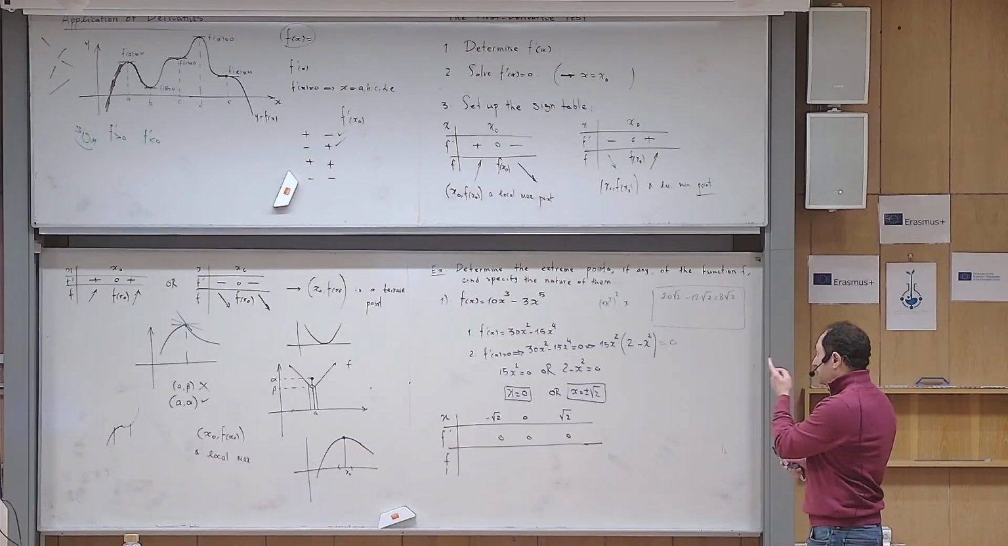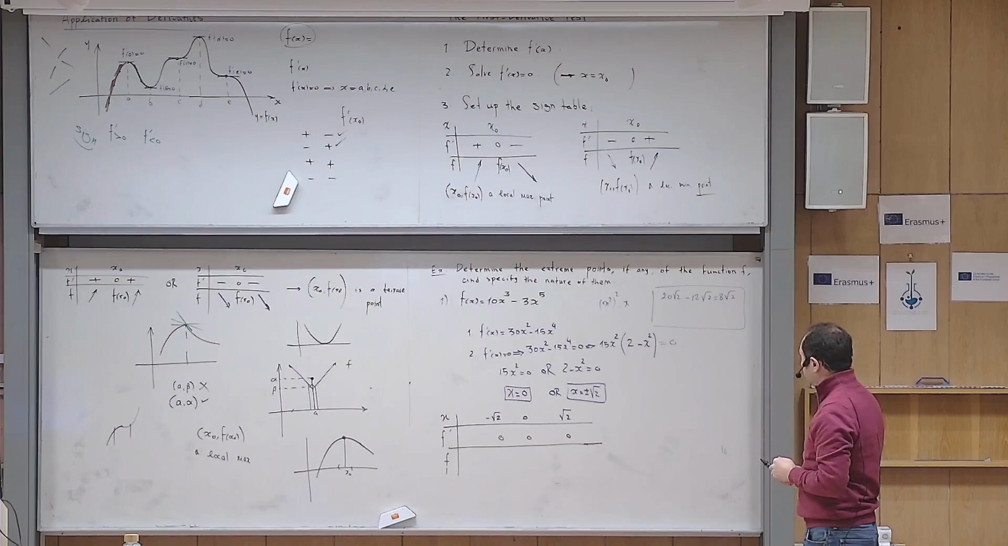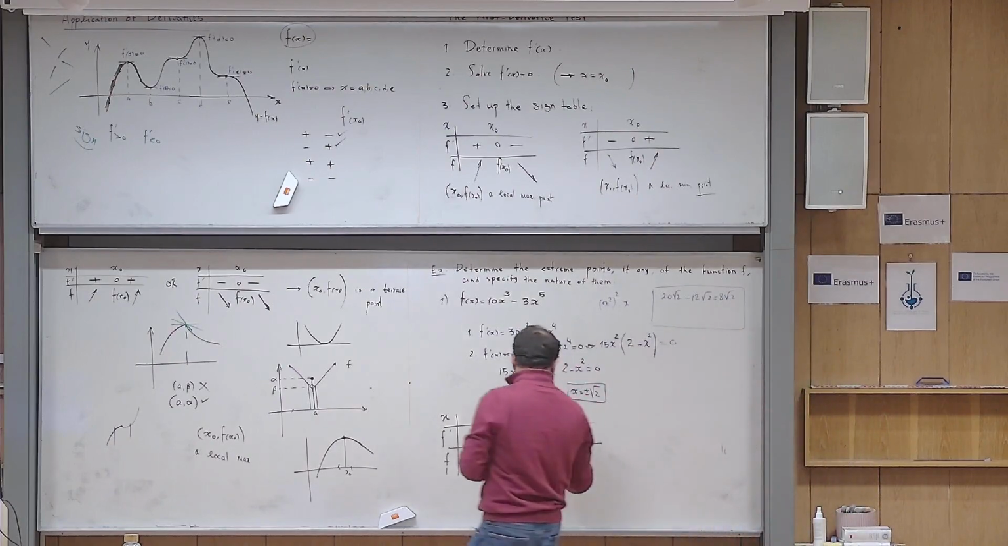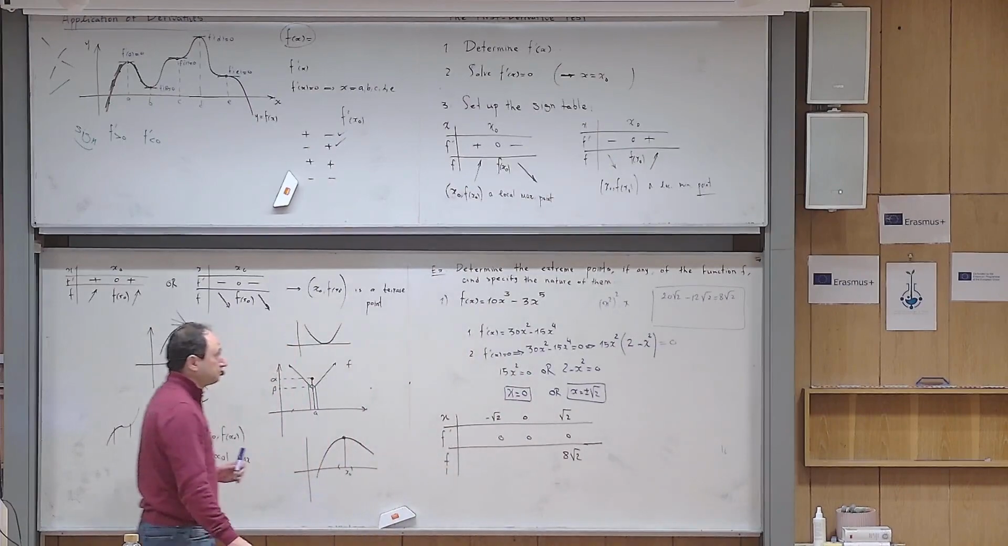So let me double check. The first one is correct. The second one gives me 2 factors of 2, 12, 1 factor of 2. Yes, that's correct. So here it becomes 8 square root of 2. Yes?